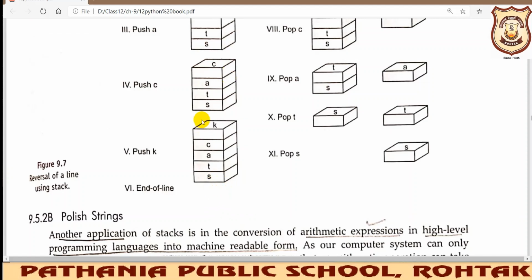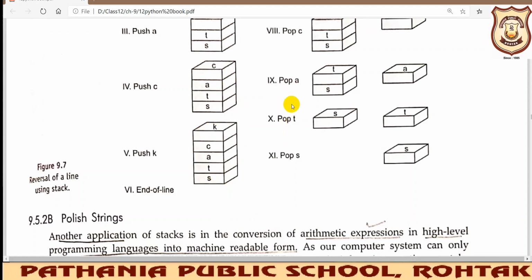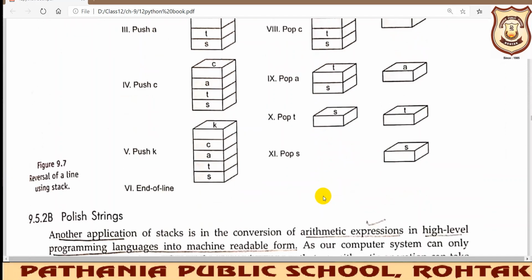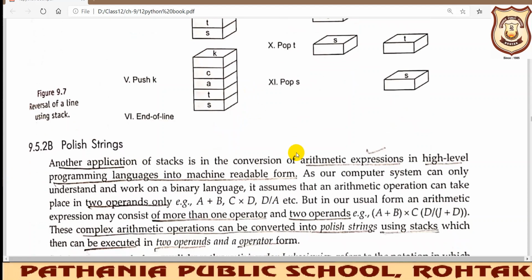So automatically whatever data you are popping out one by one, initially K is popped out, then C, then all the characters, they will all be in reverse order only. You don't have to perform anything else. You just need to perform push, and once the line has been finished, then you can perform the pop operation. No other operation in between is required to reverse the string, or the given elements.